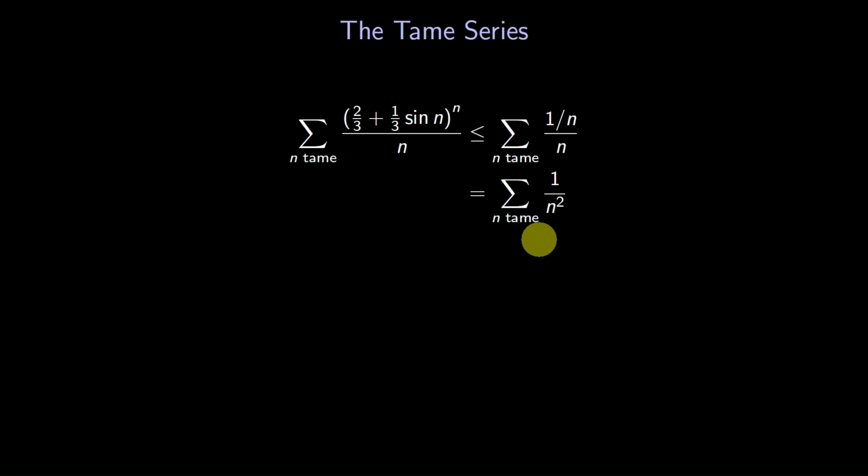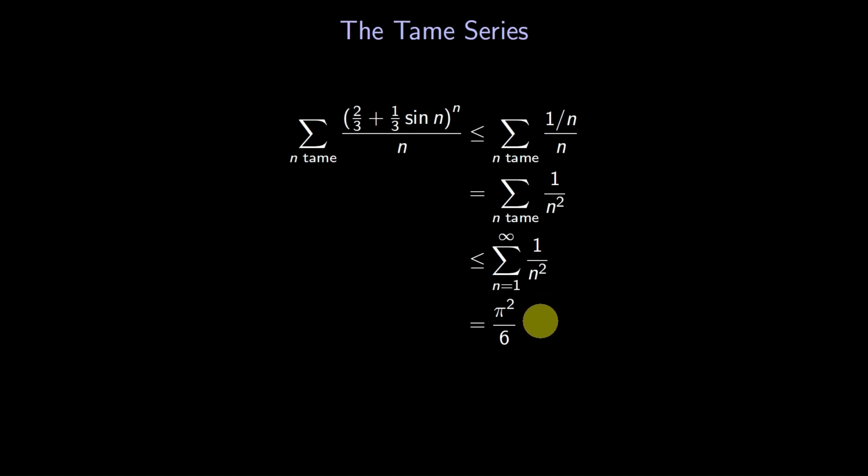We can bound this series by summing over all positive whole numbers. Does this sum look familiar? Yes, it's the famous sum of inverse squares, and we know what that is. It's pi squared over 6.